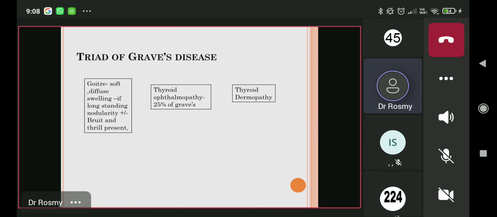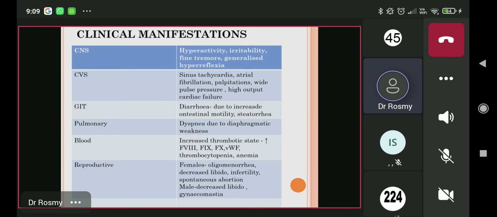If somebody likes to know more eponyms, I can tell this triad is called the Merseburg triad, if you want to remember. It is not necessary, but it is called the Merseburg triad. Now, after knowing all this, what does the patient come to you with? When you're sitting in an OPD or an emergency situation, this patient will come.